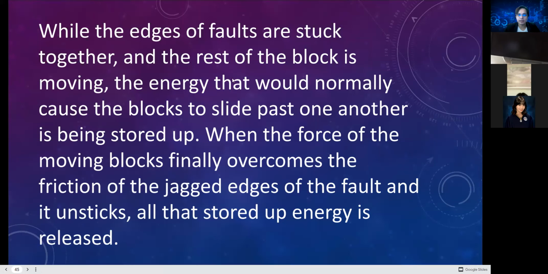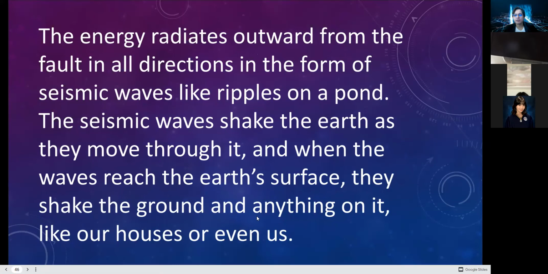Hence, it creates an earthquake. The energy radiates, just like ultraviolet rays or electromagnetic waves. It radiates outward from the fault in all directions in the form of seismic waves, like ripples in a pond. Have you tried dropping a rock on a pond? It creates a ripple effect.